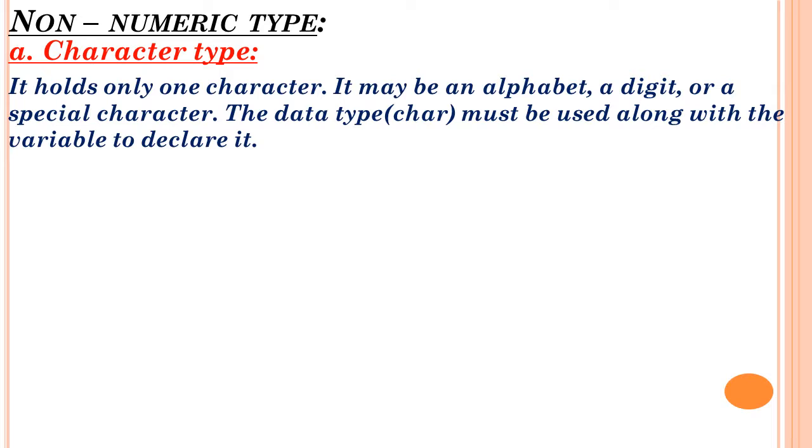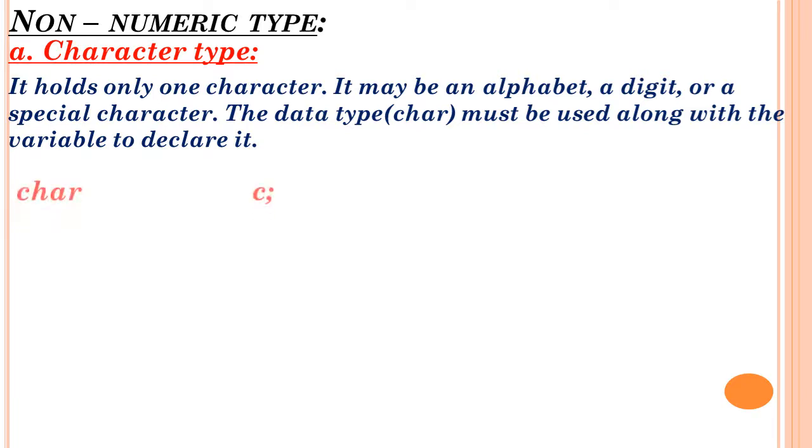What is the meaning of character type here? It holds only one character. It may be an alphabet, a digit, or a special character. In a program, if you want to store a single letter, a single character, or a single digit, you can use a character type of variable. What kind of data type do we need to use along with this? The data type must be char, along with the variable, to declare it.